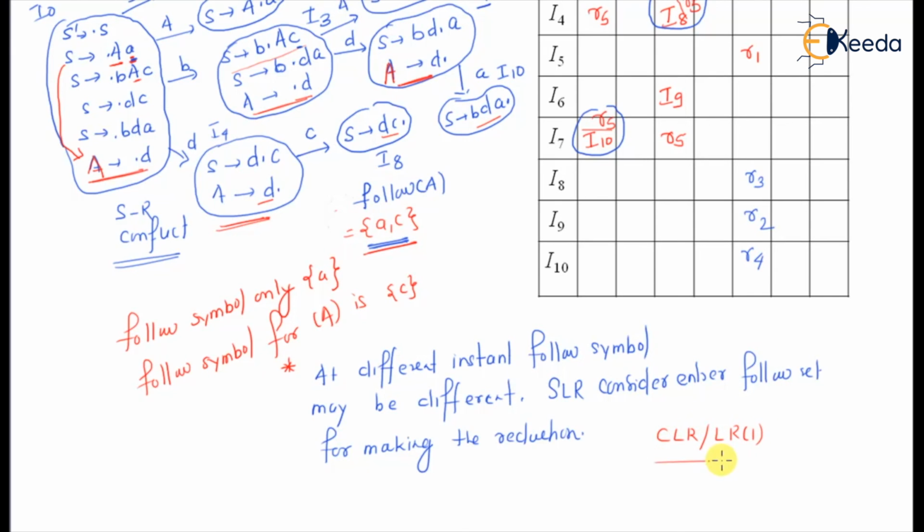CLR does exactly the same thing. It maintains the follow set for that particular instance. It does not consider the entire follow set, but maintains the follow set at that particular instant. So that is not a remedy, but a step forward for understanding the next topic, that is CLR or LR(1).